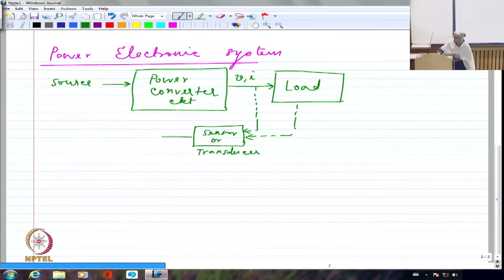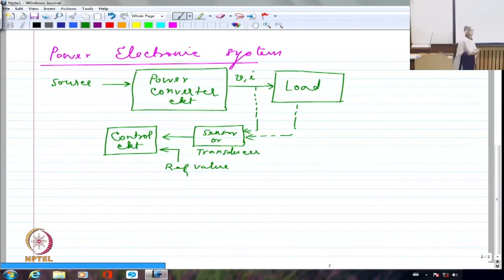Now what comes out here is actually the sensed quantity in the form of an electrical signal. Okay? Now, I may have a controller here or a control circuit. I may call this a control circuit. In the control circuit, one will be a reference value.